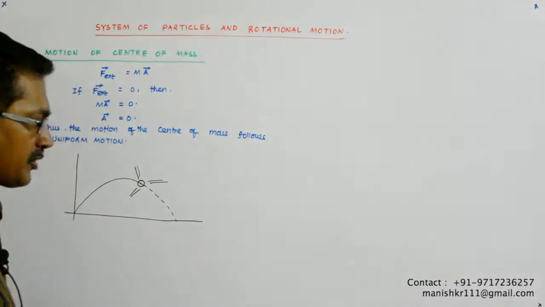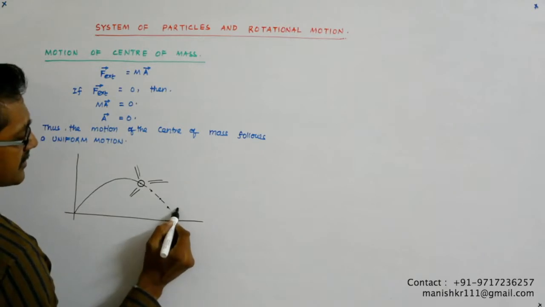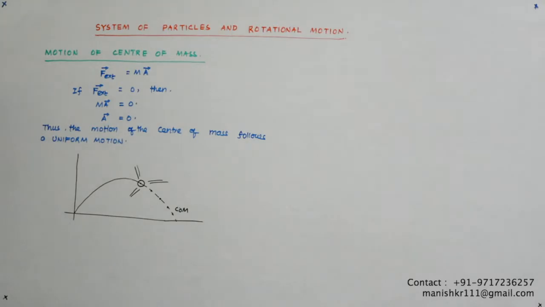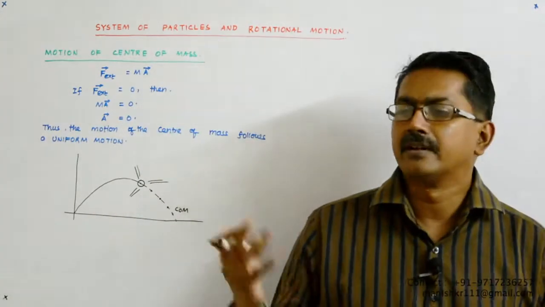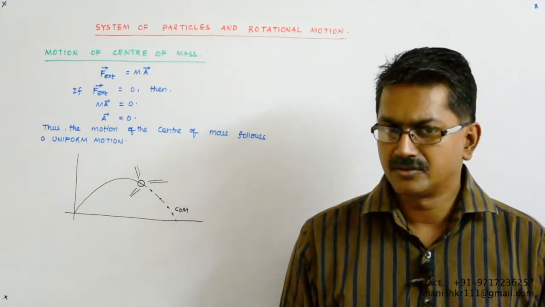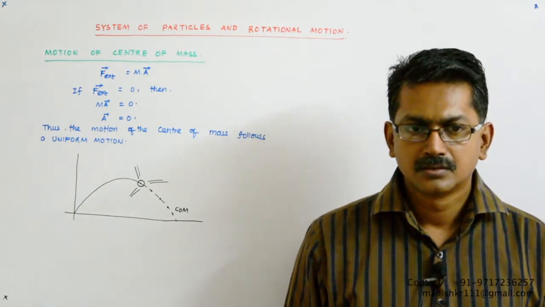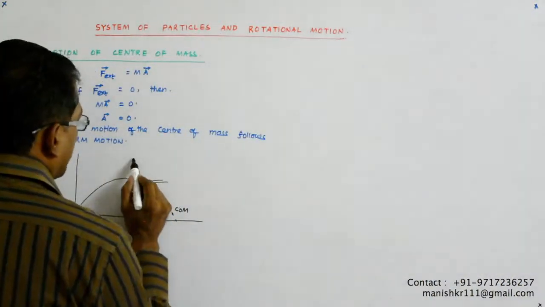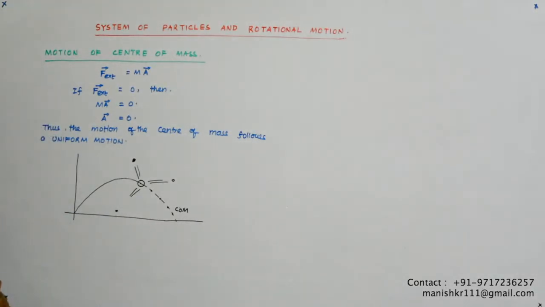You understand? So the center of mass still keeps moving along this direction, while all those 3 pieces are flying off in whatever direction they have gone. Only because F external is 0. Suppose one piece has gone there, another there, another there. There's nothing left at the center of mass.